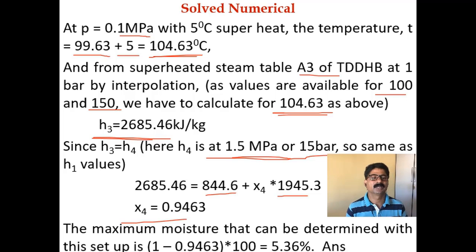So with this I conclude this lecture 4, the first lecture on numericals. We will continue with a few more numericals in the next 2 lectures. Thank you.